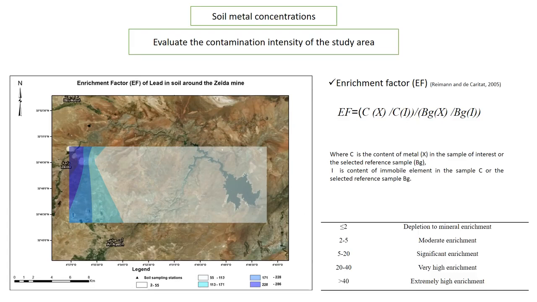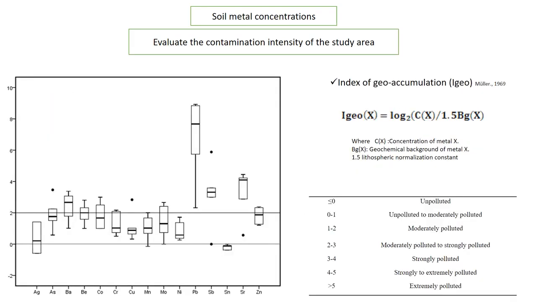The geoaccumulation index was originally defined by Muller in order to determine metal contamination by comparing current concentrations with pre-industrial levels, which in our study is the reference sample value, also named the geochemical background of the metal. It can be calculated by the following equation, as you can see, and this is distinguished into 7 classes by Muller.